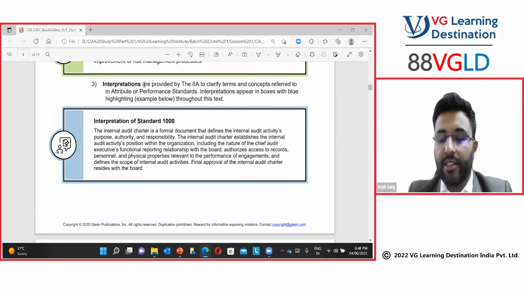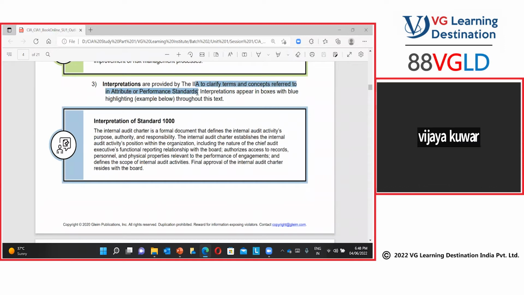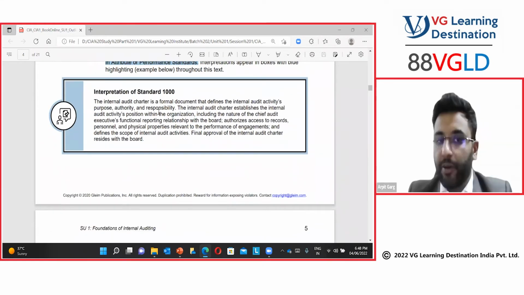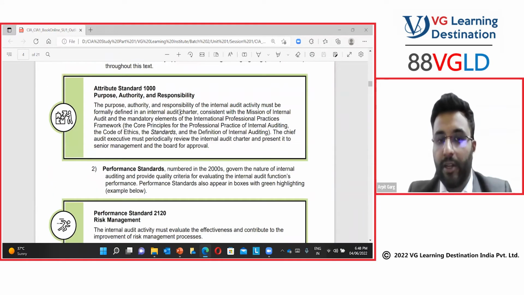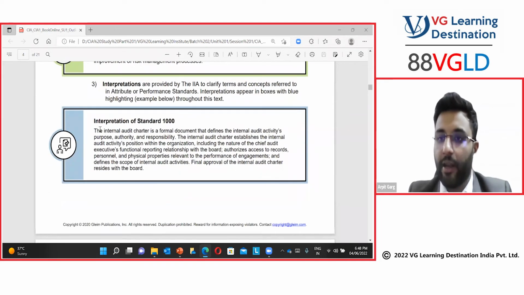Finally, interpretation standards. Let's quickly cover this. Interpretation standards are provided by the IIA to clarify terms and concepts within the attribute and performance standards. So this is more in the blue boxes. Just one example here. It was just talking about the internal audit charter, right? In the attribute standards there's a terminology mentioned, internal audit charter. Now the interpretation standard will help us give more clarity.